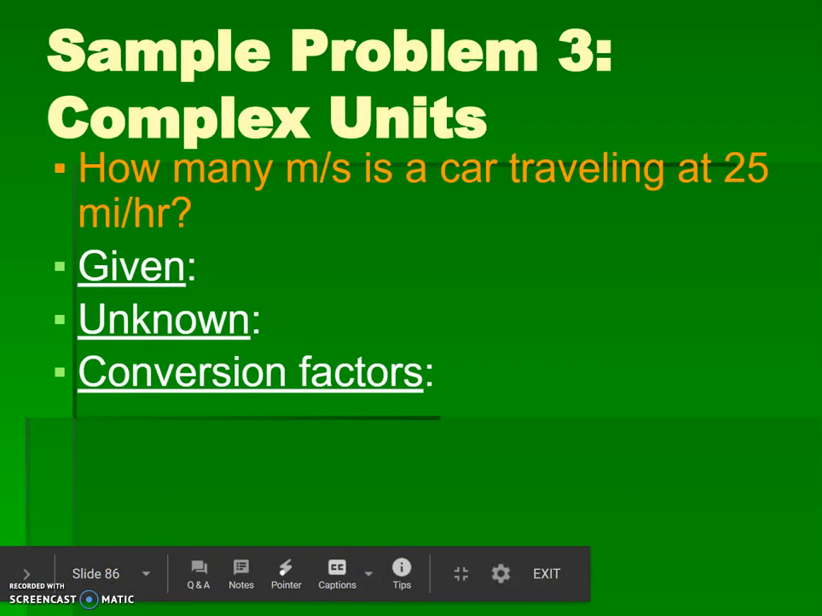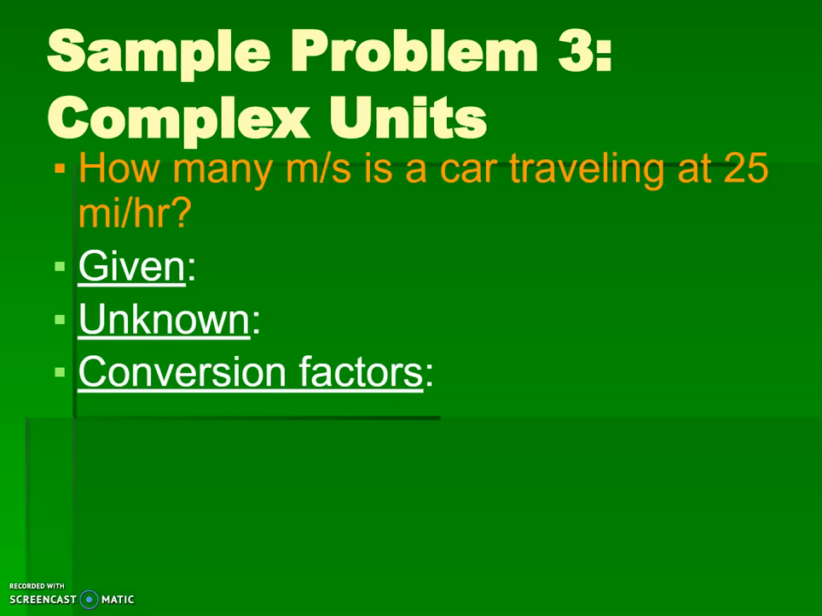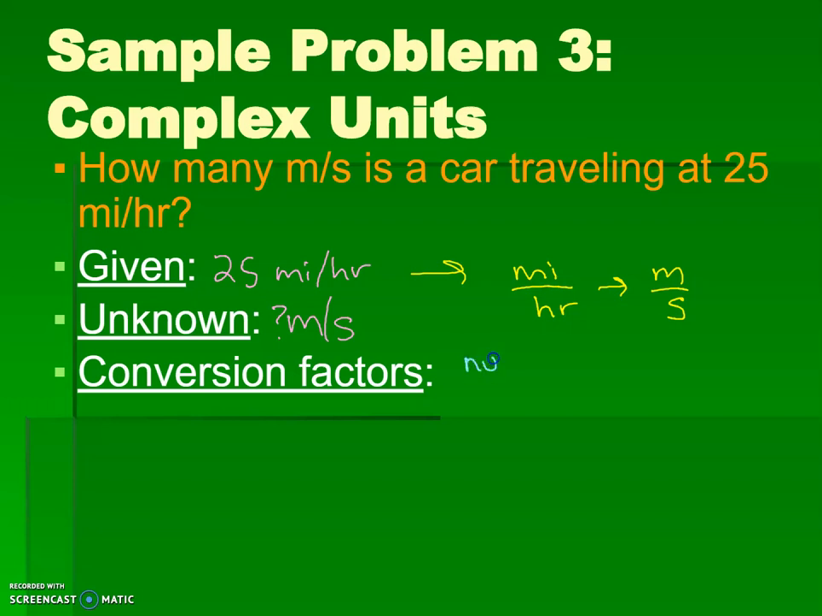All right, so let's try a last problem, a third problem here. How many MPS, so this is meters per second, is a car traveling at 25 miles per hour? Okay, so if you need to write it over here, I'm changing miles per hour into meters per second. So I need conversion factors for my numerator, and I need conversion factors for my denominator.